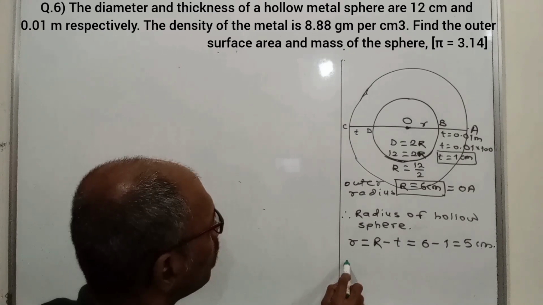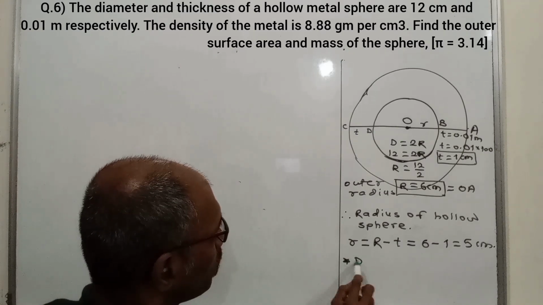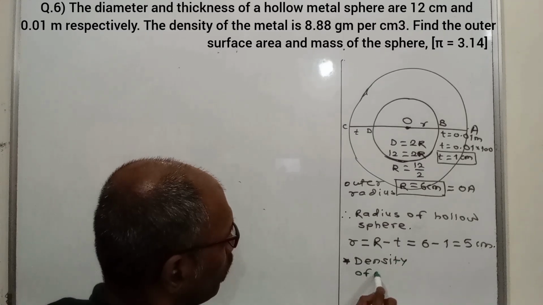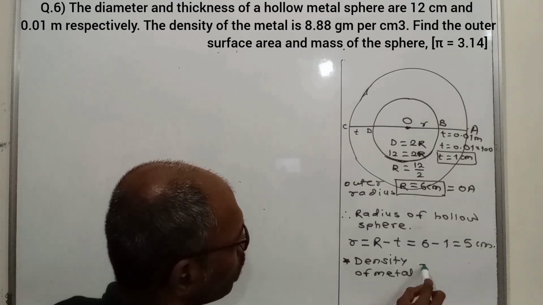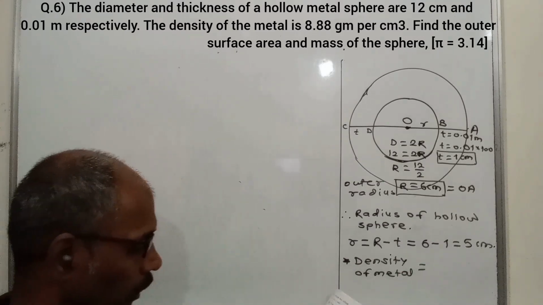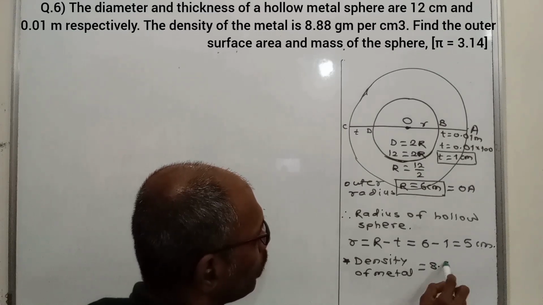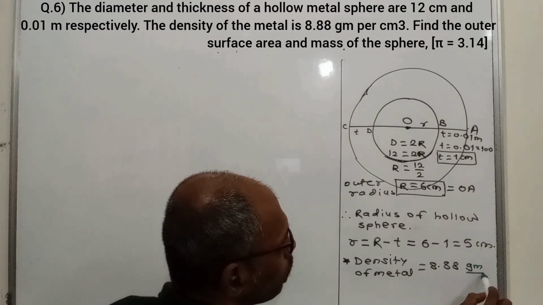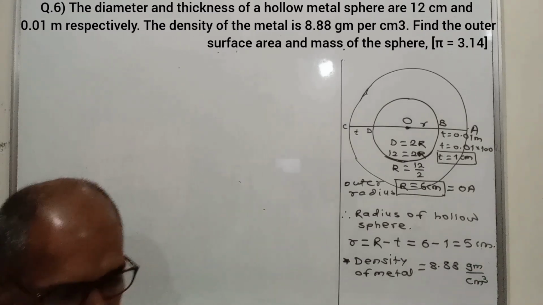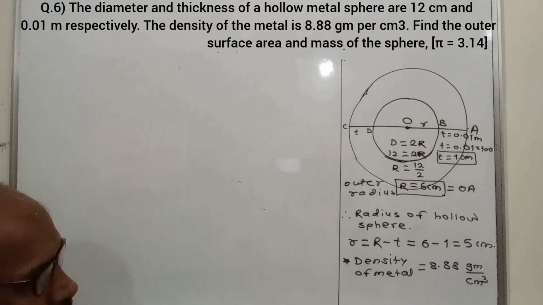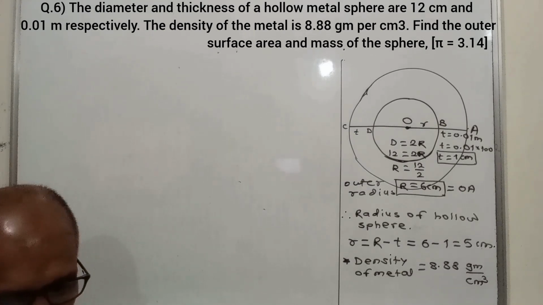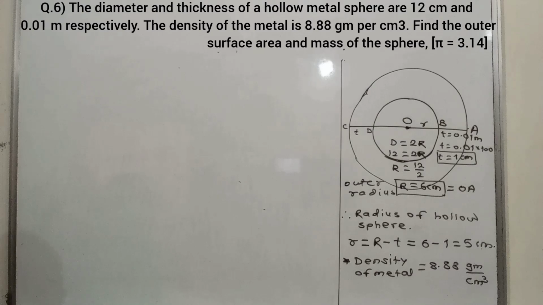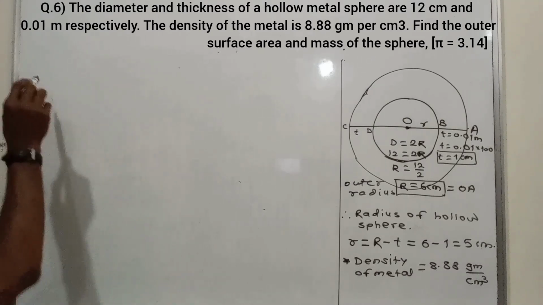Now we have given another part, that is density of metal. Density of metal is given 8.88 gram per centimeter cube, or means division. Did you get it? This is about sphere. Then first question, find outer surface area?